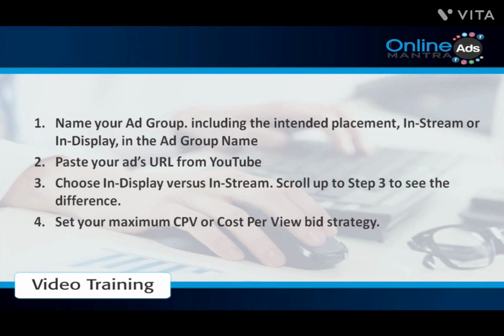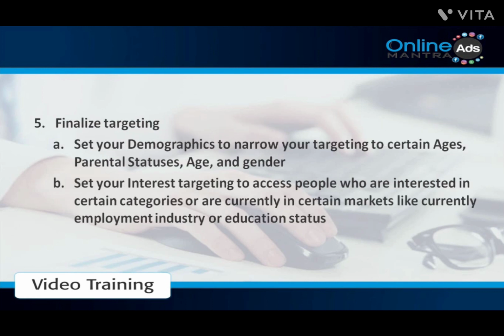Name your ad group, including the intended placement, in-stream or in-display, in the ad group name. Paste your ad's URL from YouTube. Choose in-display versus in-stream. Scroll up to step 3 to see the difference. Set your maximum CPV, or cost per view, bid strategy.